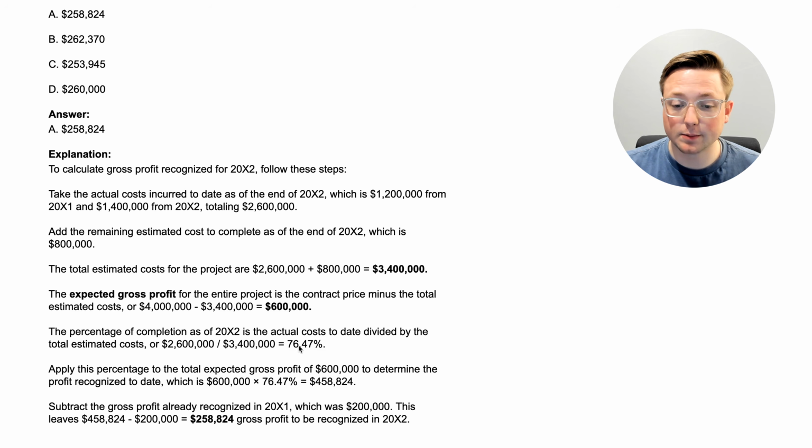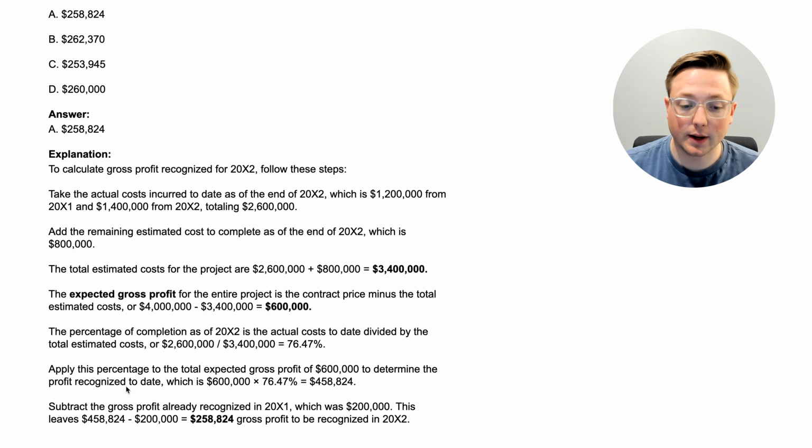Since we are 76.47% complete, we can only recognize 76.47% of the gross profit that we're expecting to get, at least at the end of 20X2. So we apply that percentage, 76.47%, to the full $600,000 of expected gross profit, and that gives us $458,824. Again, that is the amount of gross profit they are expecting to have had by the end of year 2, not by the end of the project, by the end of year 2 or 20X2.